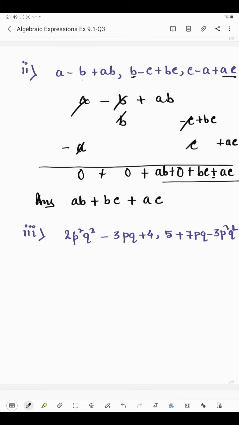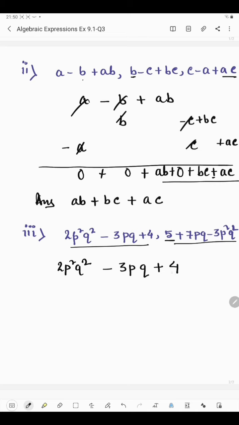Now in the third part we have two expressions, 1, 2. We will have to add these two expressions. In the first expression we have 2p square q square minus 3pq plus 4. In the next expression we have 5. Since 5 is a constant, we will put it below the constant.